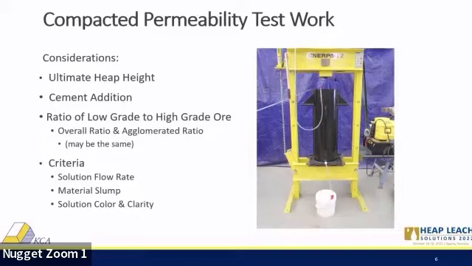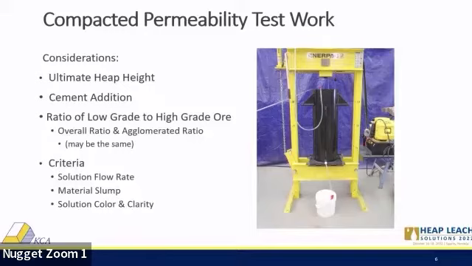So this is a typical compacted permeability test apparatus that we utilize at our lab at KCA. Right here, this is the test cell. It sits on top of a load cell right here. There is a hydraulic ram, which applies a load to the ore and simulates an approximate heap height. Not pictured on here is a solution reservoir that sits on top of the tank. Solution is added to the ore from the tank, and then the flow is measured coming out the bottom.